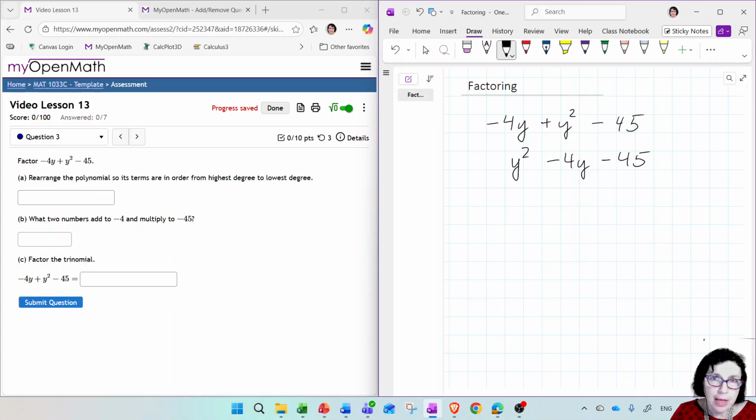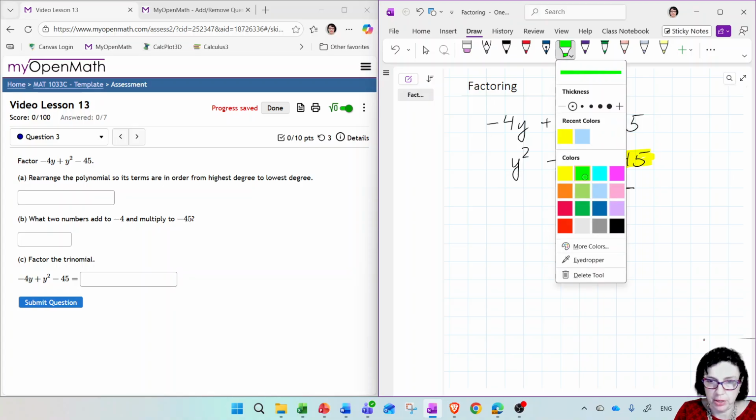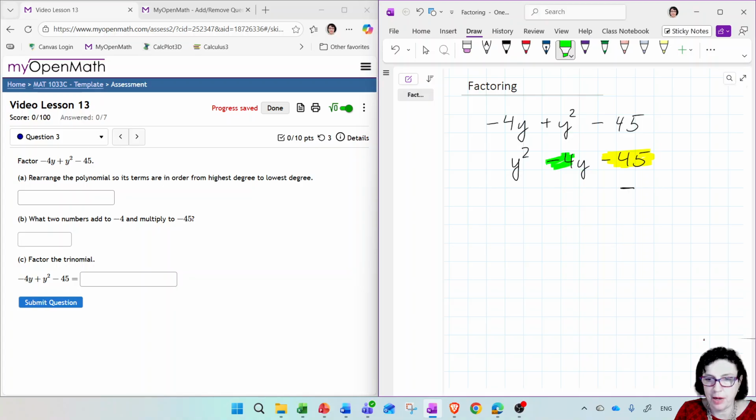Okay, now that you've rewritten it, let's take a look at the signs. First, we're going to look at the number, right? No variable. This one is negative. Then we're going to look at the number that has a variable, right? So this would be this one right here, and that one is also negative. What does that tell us about the two answers we're looking for? Multiplied, they're supposed to be negative 45, and added, they're supposed to be negative 4.